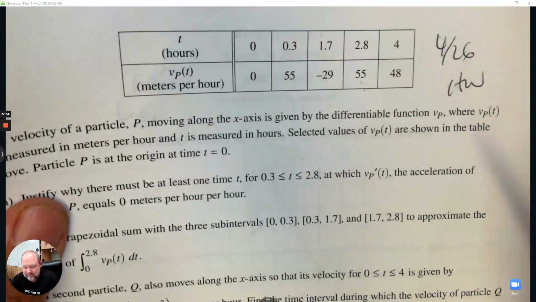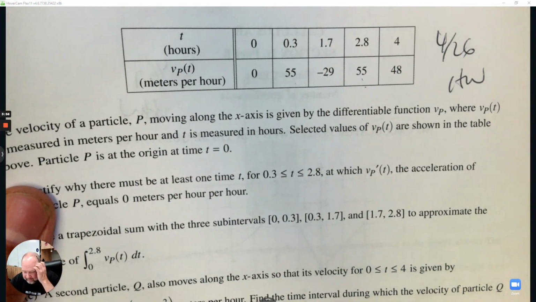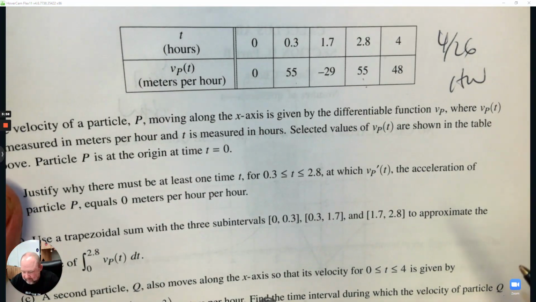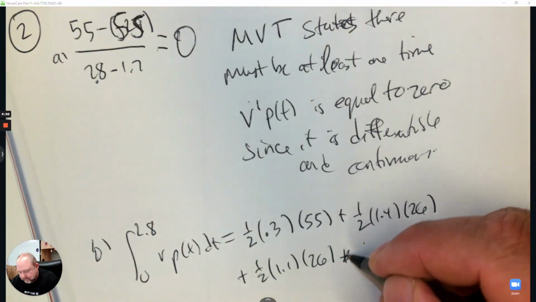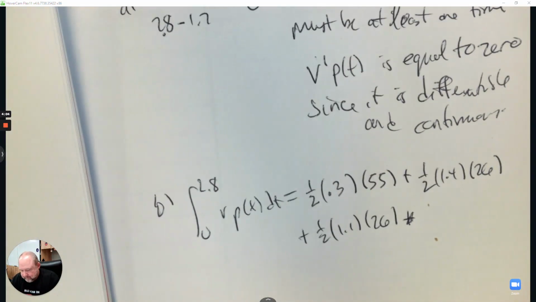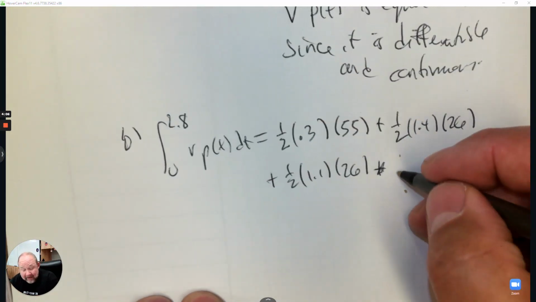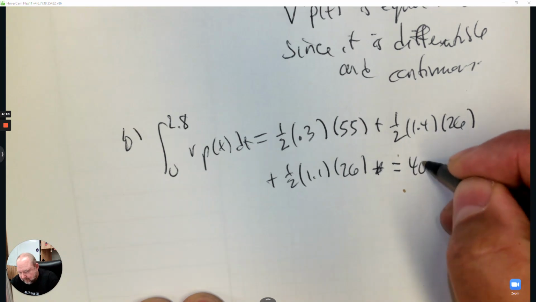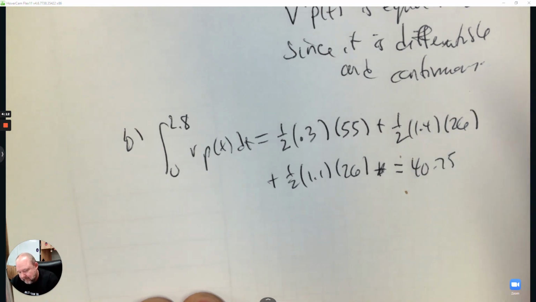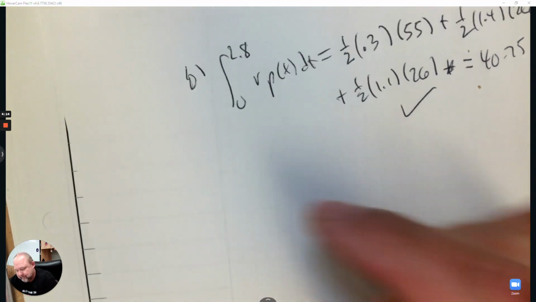And then one more time, between 2.8, or end at 2.8, sorry. So we're ending there at 2.8, so no more. So those are my trapezoids. If you used a calculator, the answer would be 40.75, but this is unnecessary. Part C.